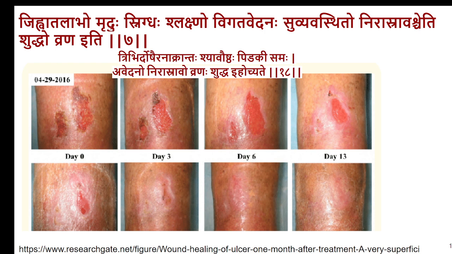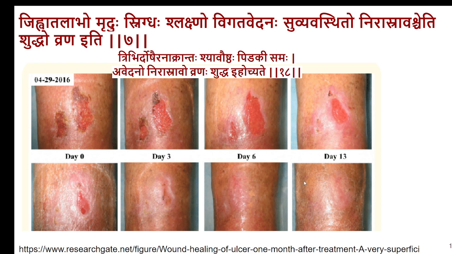The 16th type is Jihvatalabha, Mruduhu, Snigdaha, Stakshanaha, Vigatavedanaha, Suvyasthitaha, Nirasravashcheti, Shuddhavrana. The same is described in Sushruta with a different description. Tribhir doshair anakrantaha, Shava Vosthaha, Pidaki Samaha, Avedanaha, Nirasrava, Pranaha, Shuddha Ihochete. Shuddha Vrana is a healing wound, the wound which is at the stage of healing.